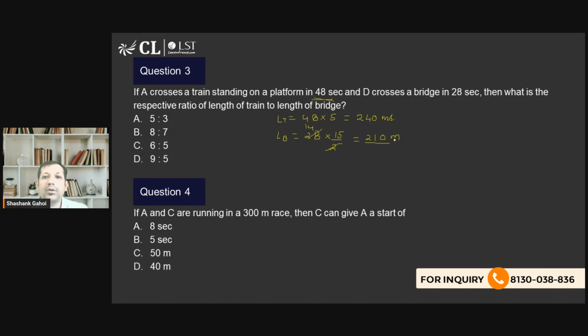Okay, so D is crossing the bridge in 28 seconds. Speed of D is 15 by 2 or 7.5. So what is the distance of the bridge? That is equal to speed into time. So I can directly say it is 210.